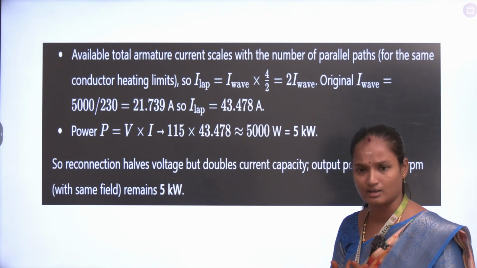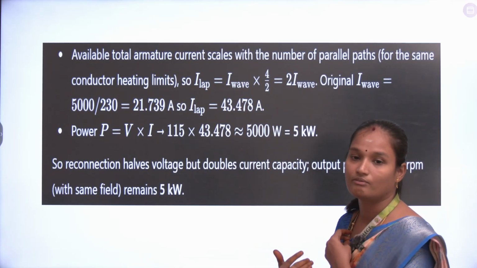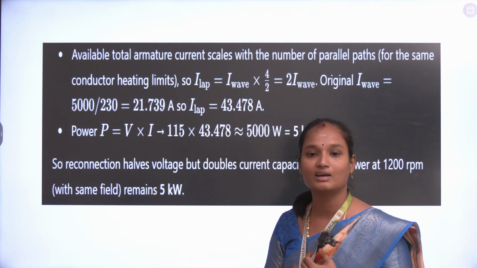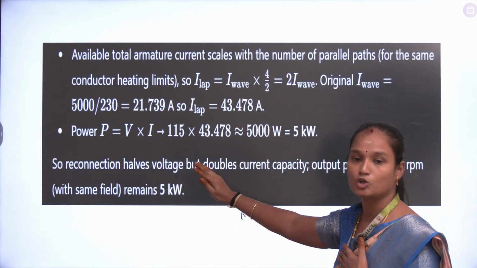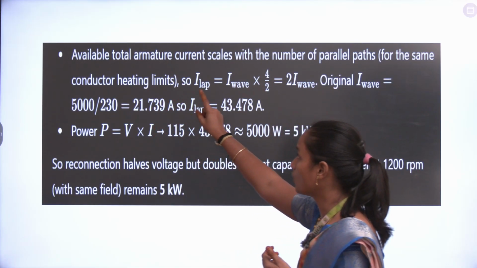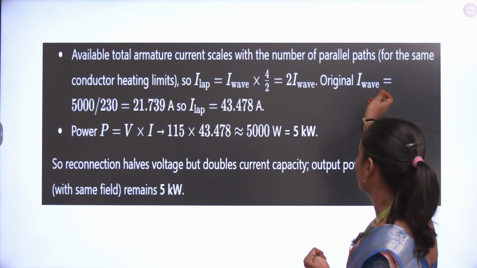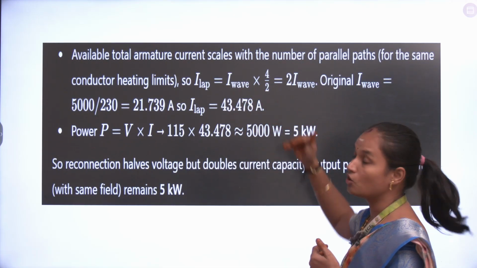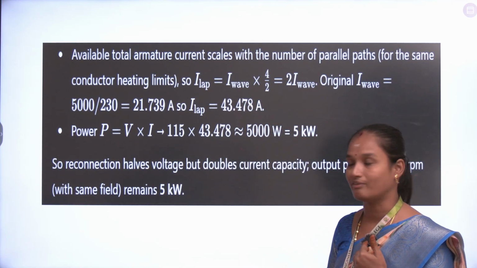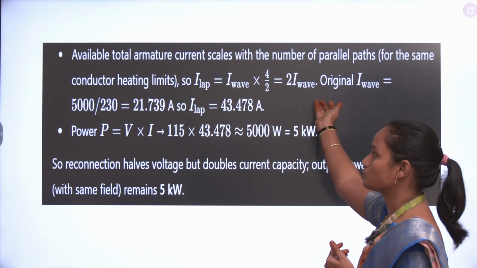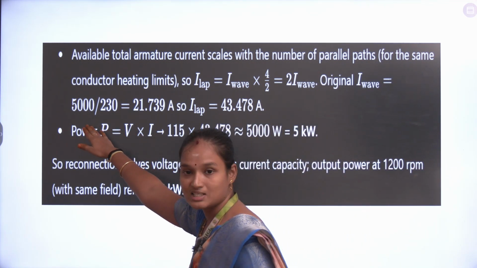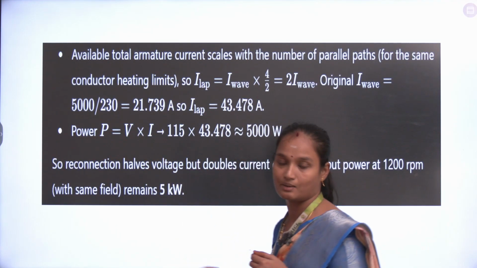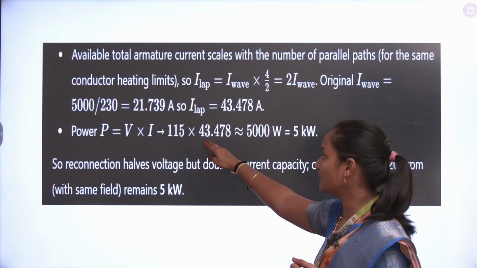And what about the power? For the power we have to find with some help of formulas. We know the power and we have to find the current. The available total armature current with the number of parallel paths is I lap equal to I wave into A lap by A wave, 4 by 2. So it is a reverse of the wave. We know power is equal to 5 kilowatts. Therefore 5000 divided by 230 will give 21.7, and we need to multiply by 2. Therefore we will be getting 43.478.